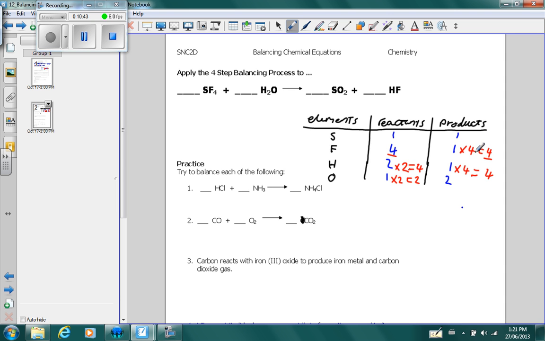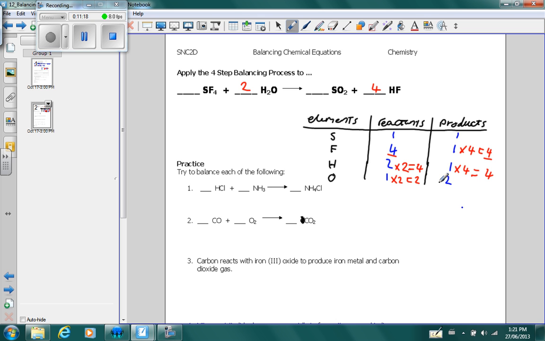So looking at my fluorine, 4 on the product side. So there's my 4. Hydrogen, 4 on the product side, 2 on the reactant side. So there's my 2. Oxygen, 2 on the reactant side, there. And now I'm balanced. So those are the 2 different methods for balancing chemical equations. The trial and error, just counting and going back and forth, or if you like more of that visual look at it overall, you can draw out this table and work it through this way as well.